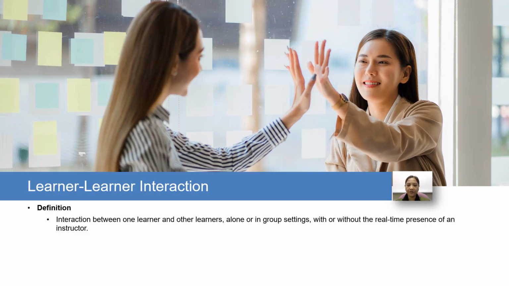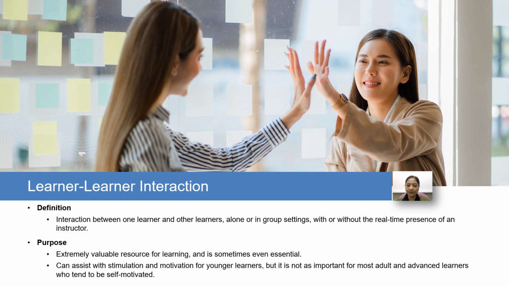The third type of interaction is learner to learner interaction. This interaction takes place between one learner and another learner, alone or in a group setting, with or without the real-time presence of an instructor. This type of interaction is a new dimension of distance education that will challenge your thinking and practice.